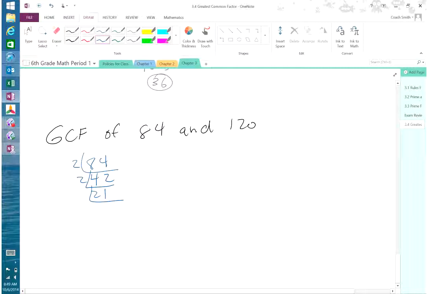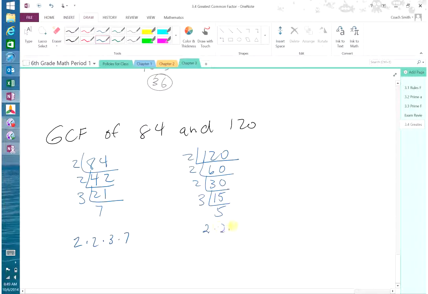I went 2 into 84 goes 42 times. 2 into 42 goes 21 times. Does 2 go into 21? No. Next number is 3 and 7. So 2 times 2 times 3 times 7. Now you have 120. 2 goes into 120. Well, 2 goes into 12 6 times. 2 goes into 0 0 times. 2 goes into 60 30 times. 2 goes into 30 15 times. 3 and then 5. So 2 times 2 times 2 times 3 times 5.